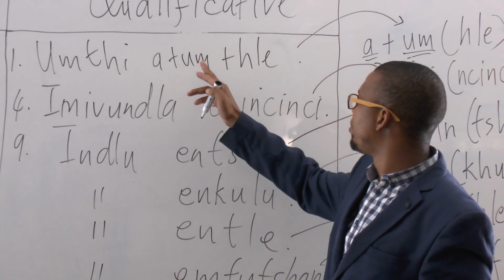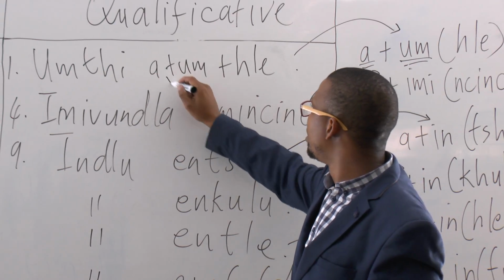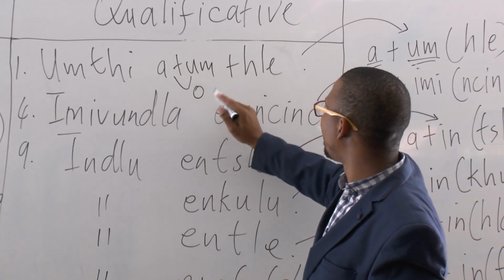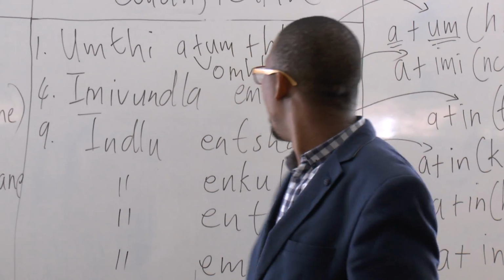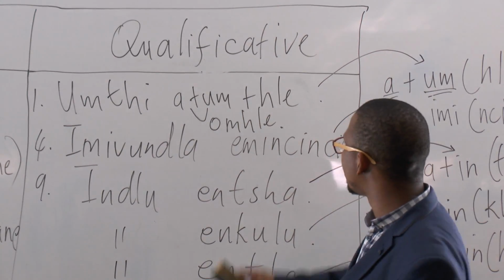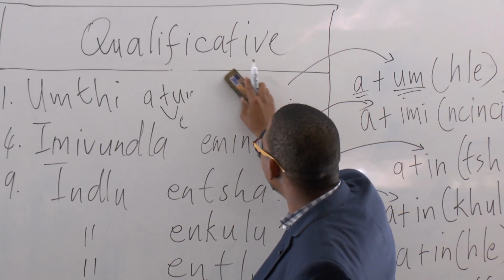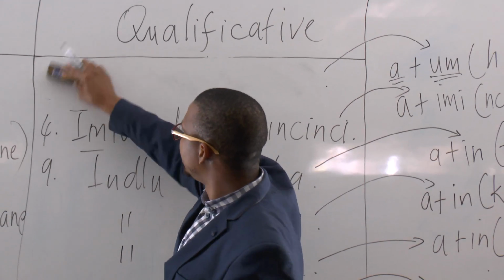Affirmative A plus prefix plus hle. Then umti, then A plus U gives us O, then followed by M, followed by hle. Hence we get umti omhle. That is class 1 and class 3. Okay. Let's now move to class 4.